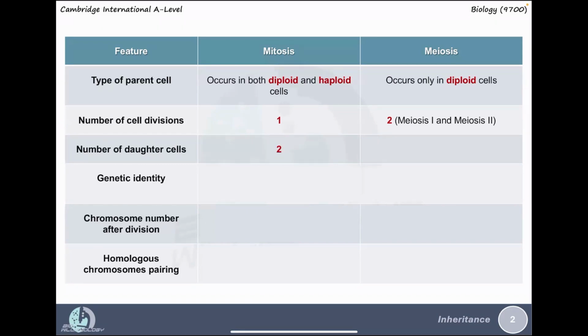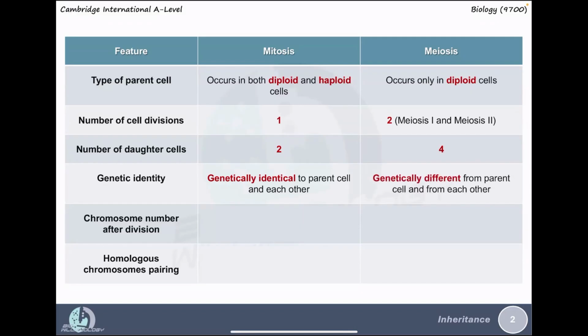A total of two daughter cells are produced after mitosis. However, four daughter cells are produced at the end of meiosis. In mitosis, these two daughter cells are genetically identical to the parental cell as well as between these two daughter cells. However, in meiosis, these four daughter cells are genetically different or genetically unique compared to the parental cell, as well as among these four daughter cells.